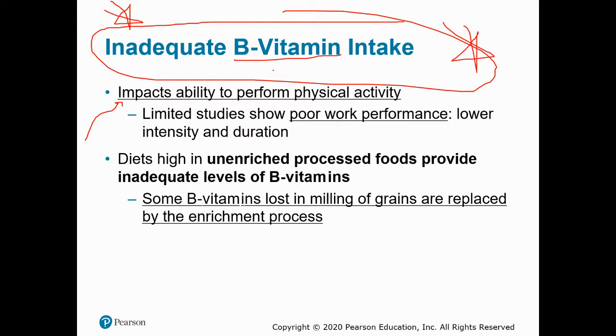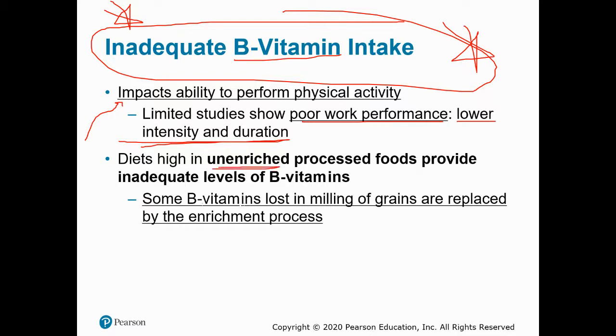As we've been discussing, B vitamins support metabolism. Metabolism is our way of deriving energy from our macronutrients. So if we aren't able to derive energy from macronutrients, we're not going to have a lot of energy to do work. So we're going to see poor work performance, meaning lower intensity of work and lower endurance, lower ability to go for long periods of time.